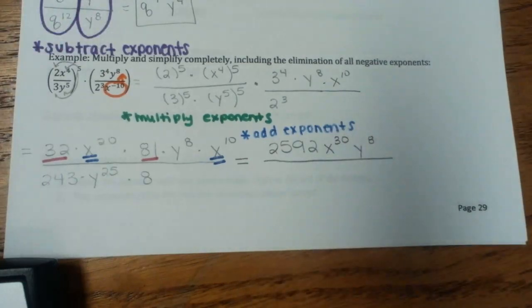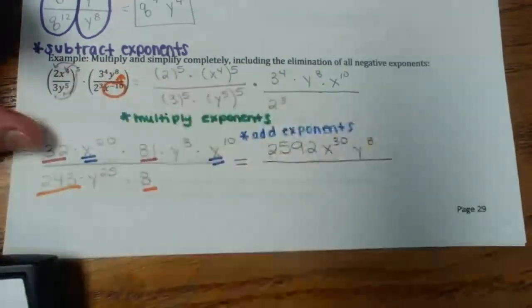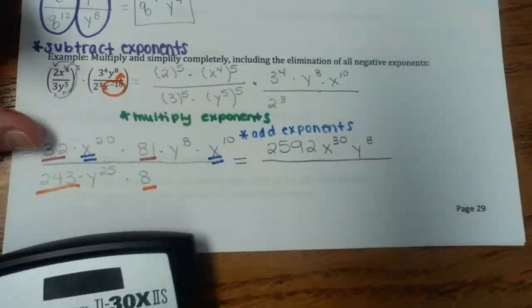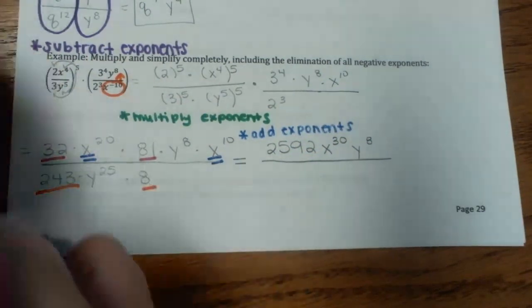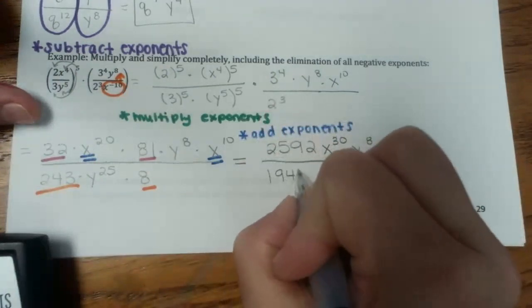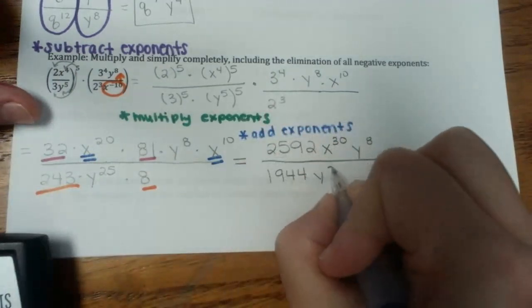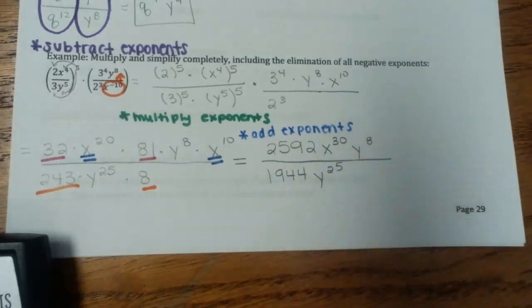On the bottom, we have 243 times 8, which would give us 1,944. So 1944 times y to the 25th, getting closer.